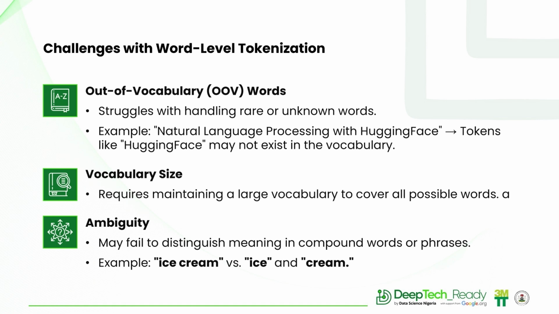The first challenge is what we call out-of-vocabulary words. These occur when the tokenizer encounters rare or unknown words that don't exist in its vocabulary. For example, in the sentence, "natural language processing with Hugging Face," the word Hugging Face may not have been seen during training, and this can make it difficult for the model to handle. So this is what we call out-of-vocabulary words, OOV.